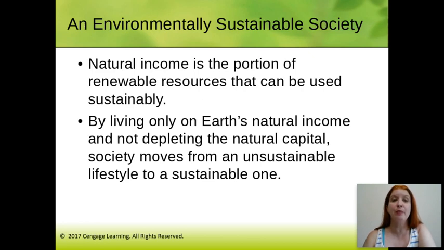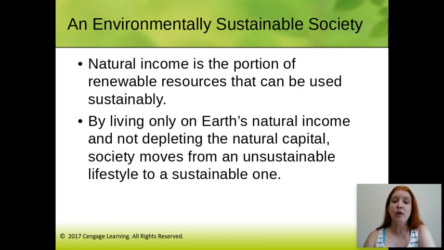Natural income is the portion of renewable resources that can be used sustainably. Think of this like living only on cash. If everything you needed you could pay with cash, and you never had to use a credit card, you would never go into debt. So if you can't afford to pay for something with cash, you shouldn't buy it. If you can't access it easily through natural income, you shouldn't be using whatever it is.